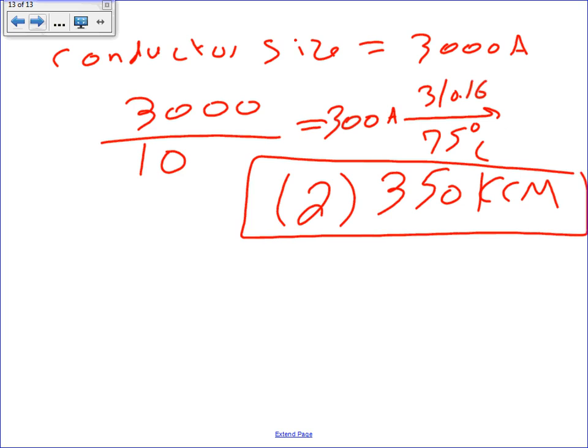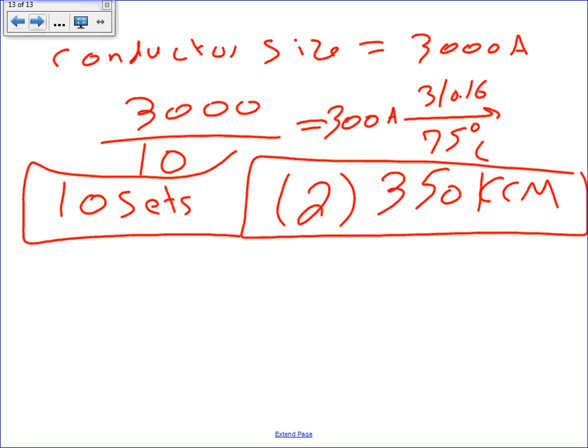Why two conductors? Two hots. What happened to the neutral? I can derate the neutral. So two hots, 350 kcmil, and also do not forget that's going to have 10 sets. So this goes directly with it: 10 sets of two conductors, 350 kcmil. 10 sets.